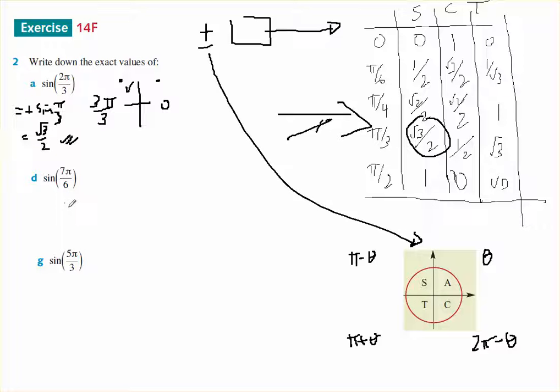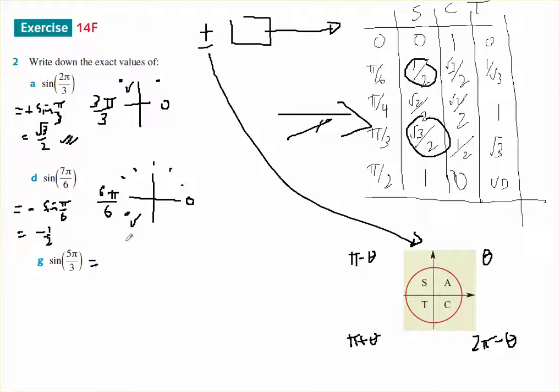Part D, sine of 7 pi on 6. Where is 7 pi on 6? If this is 0 and this is pi, that's the same as 6 pi on 6. So I've got 1, 2, 3, 4, 5, 6, 7 pi on 6 is here in the third quadrant. Tan is the only thing that's positive in the third quadrant, so the sine of 7 pi on 6 will equal negative, because I'm in the third quadrant, whatever the value of the sine of pi on 6 is. And that's where I go to my table. Sine of pi on 6 is a half, so my answer is negative 1/2.